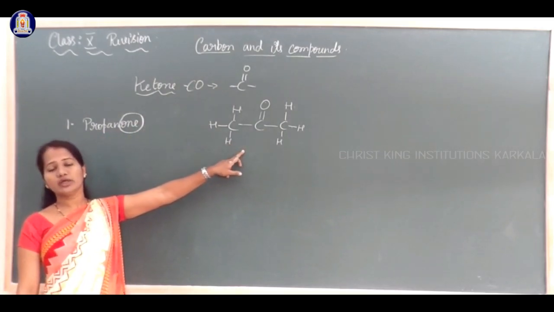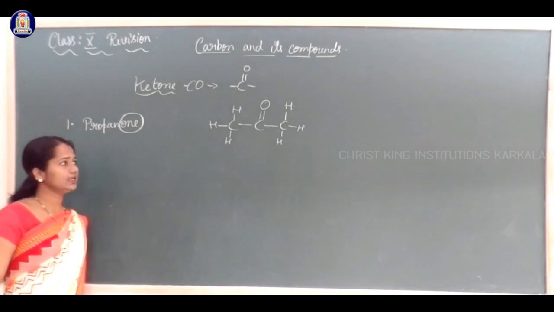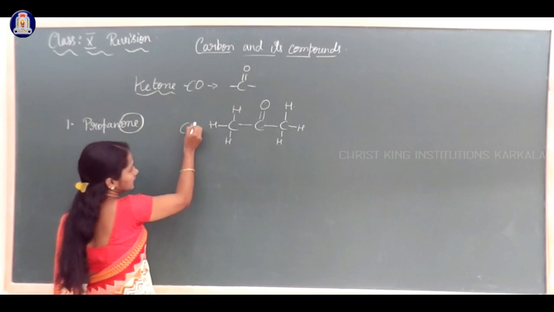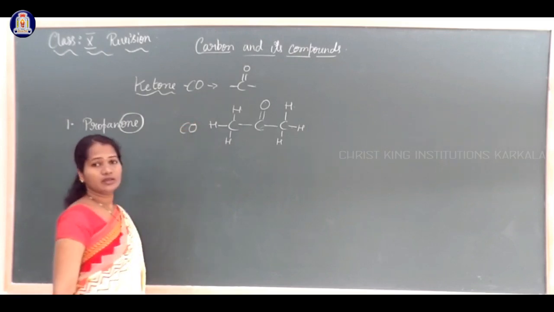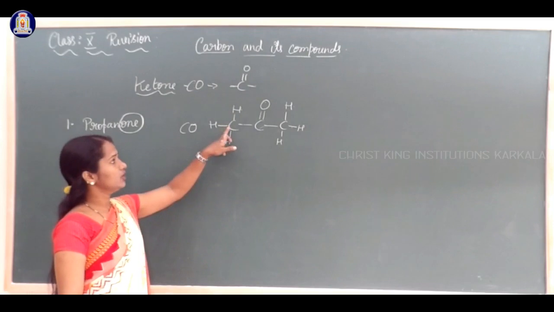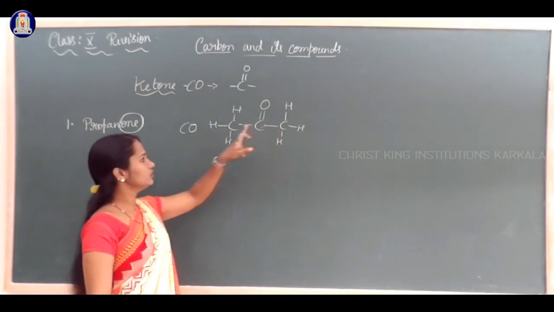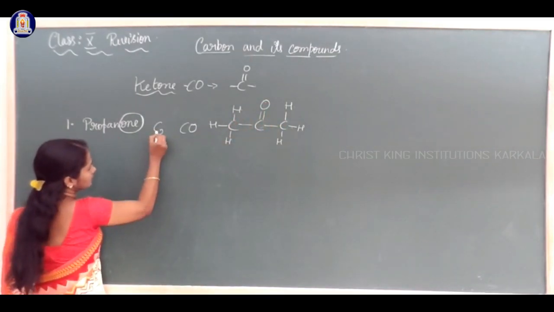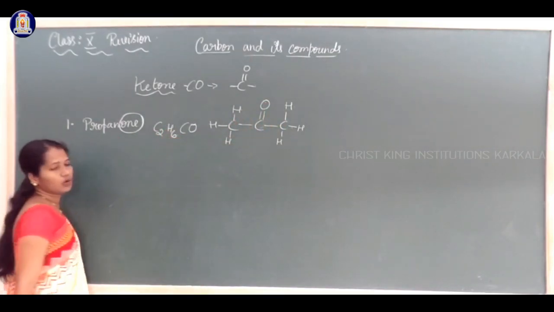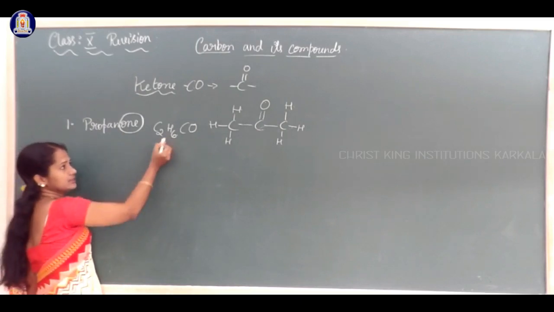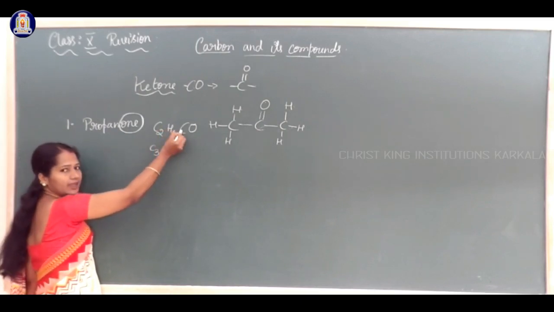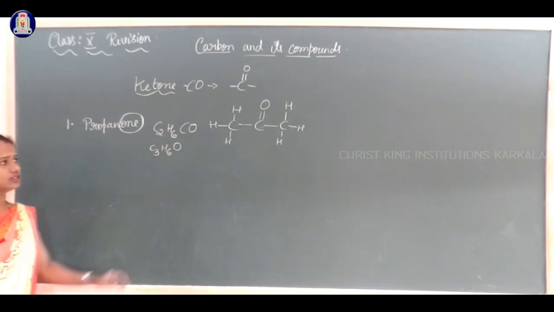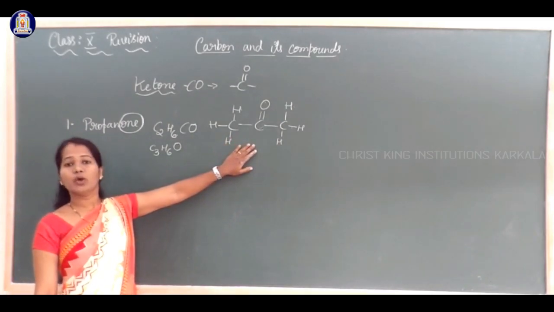So what is the molecular formula of this propanone? If I write the ketonic group separately as CO, then how many carbon atoms are left here? 2 carbon atoms, and how many hydrogens? 1, 2, 3, 4, 5, 6. So I write it as C2H6 CO, or you can also write this as C3H6O, 3 carbon atoms. Like this also we can write.